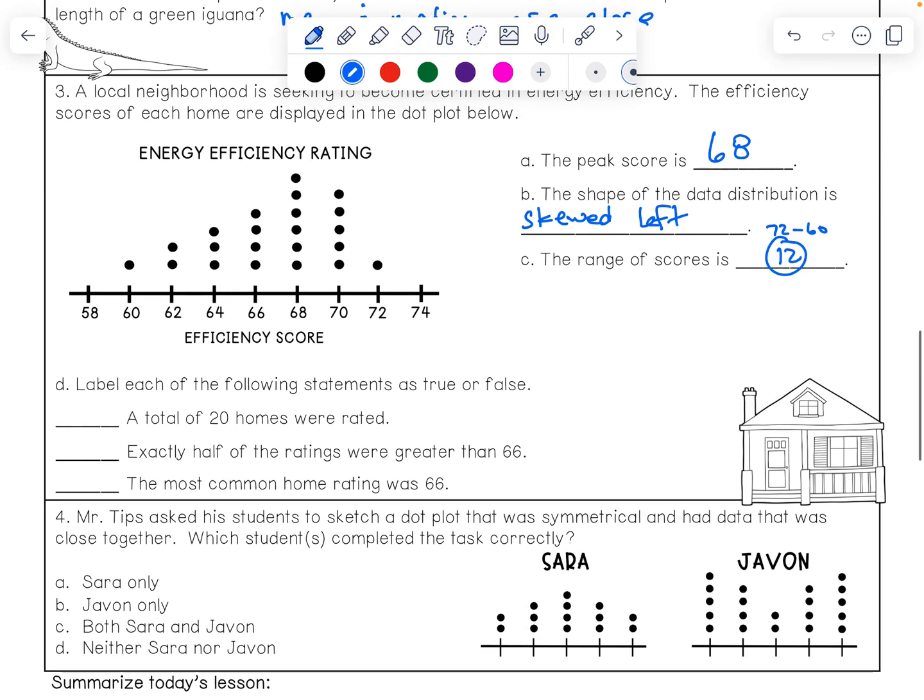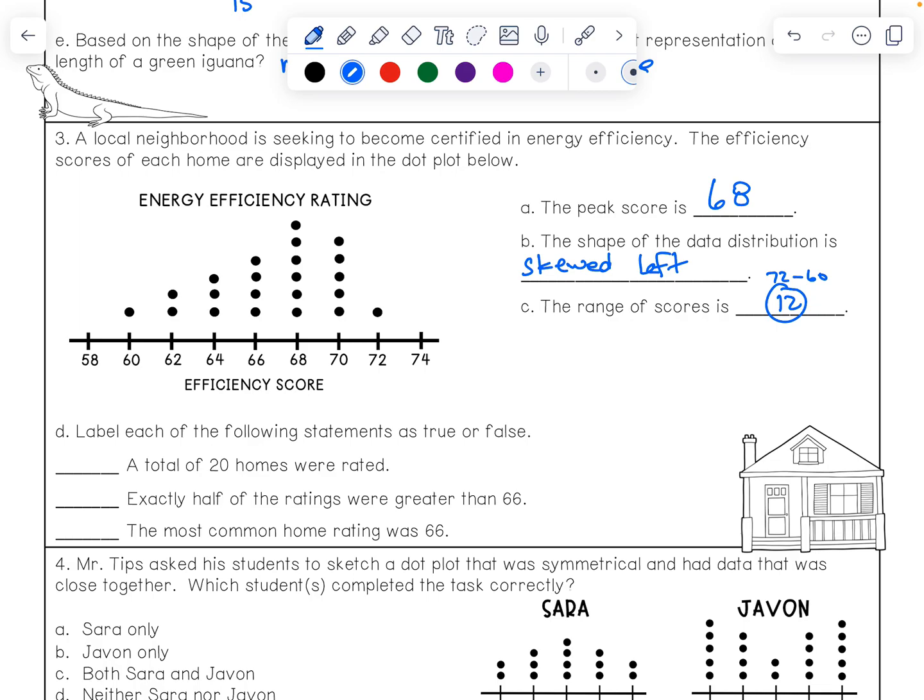So label each of the following statements as true or false. A total of 20 homes were rated. Now, how would I know that? Well, I count the dots. 1, 2, 3, 4, 5, 6, 7, 8, 9, 10, 11, 12, 13, 14, 15, 16, 17, 18, 19, 20, 21, 22. So that's false. 22 homes were rated.